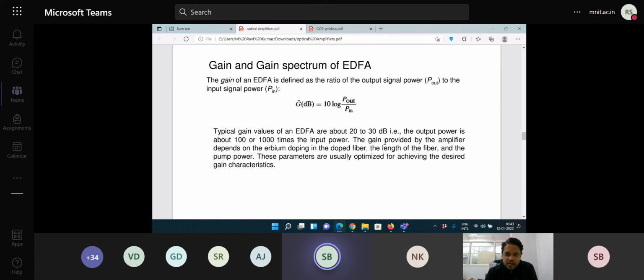So this gain again is not constant. It depends on the length of the fiber, the pump power, and the concentration of the erbium in the EDFA. So to get the best results, these are usually optimized during fabrication.